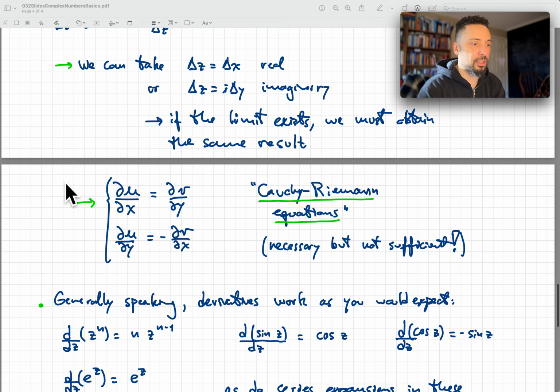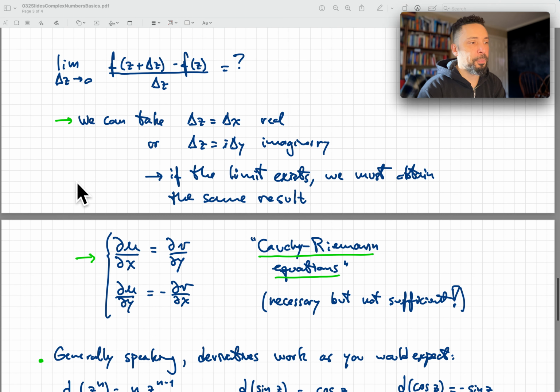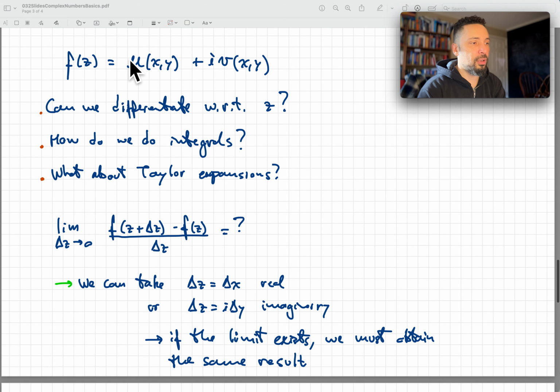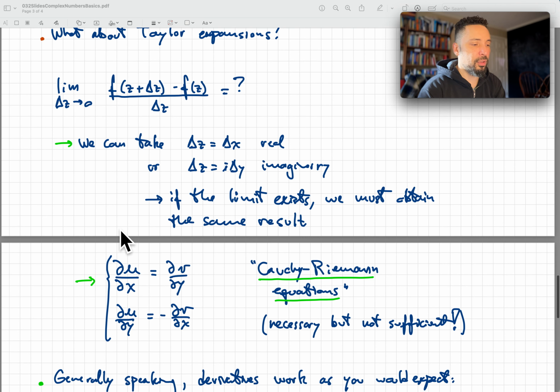So it turns out that if such a limit exists, then it must be that the derivative of the real part and the imaginary part are related in the following way. The derivative of u with respect to x must be equal to the derivative of v with respect to y, and the derivative of u with respect to y is minus the derivative of v with respect to x.